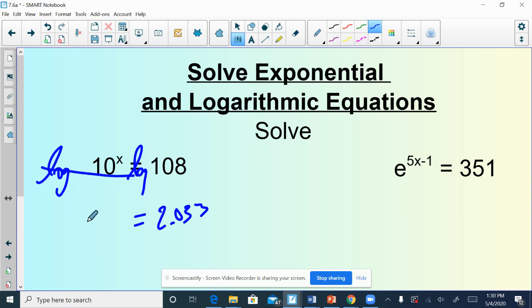Log base 10 and 10 to the cancel each other out. The exponent becomes full size. X is equal to 2.033.